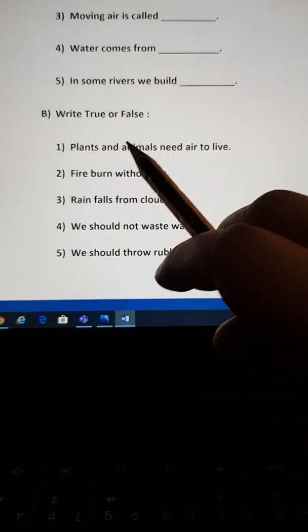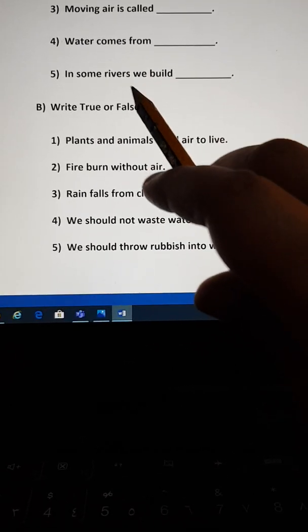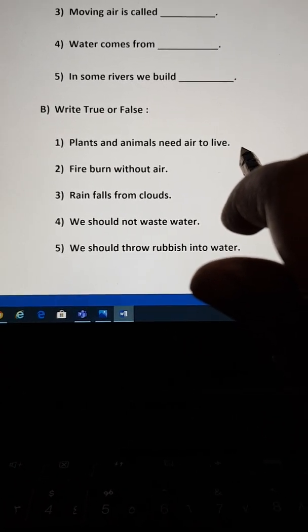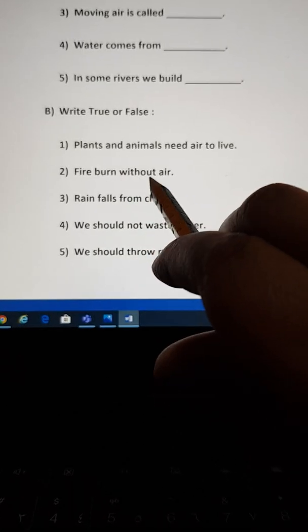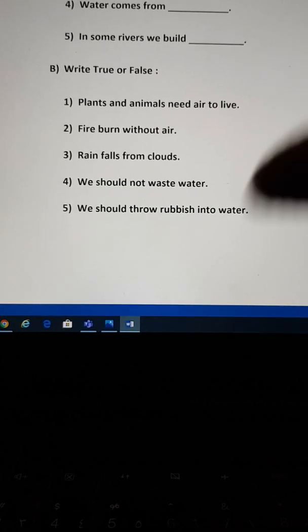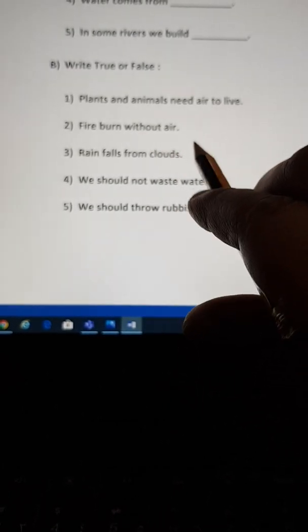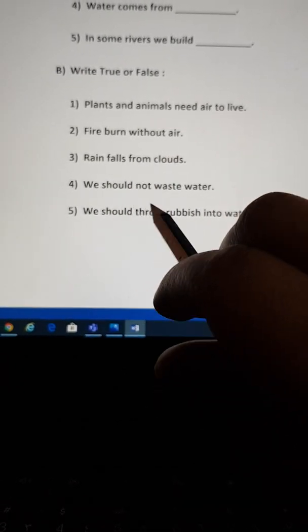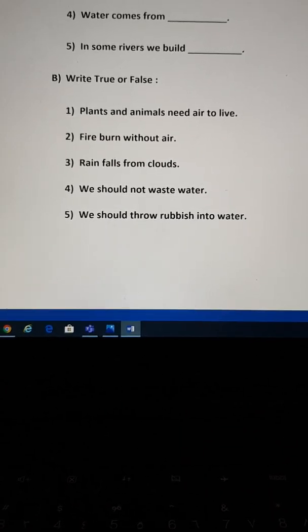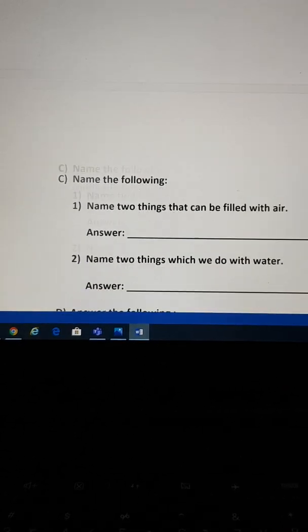True or false? If true, you have to write true. If false, you have to write false. Plants and animals need air to live. This is true. Fire burns without air. This is false. Fire cannot burn without air. Number 3, rain falls from clouds. True. We should not waste water. True. We should throw rubbish into water. False. We should never throw rubbish into water.